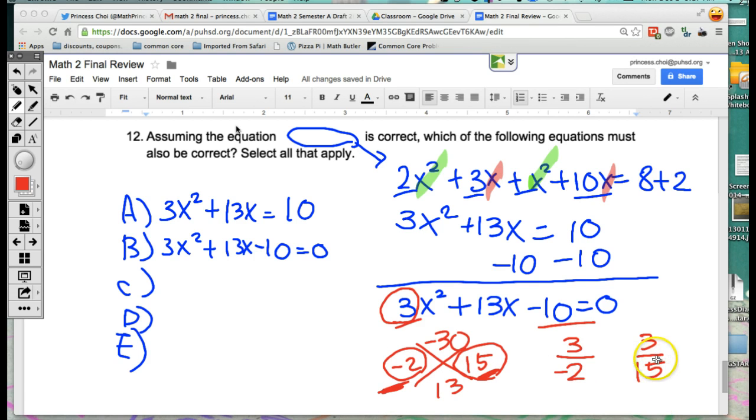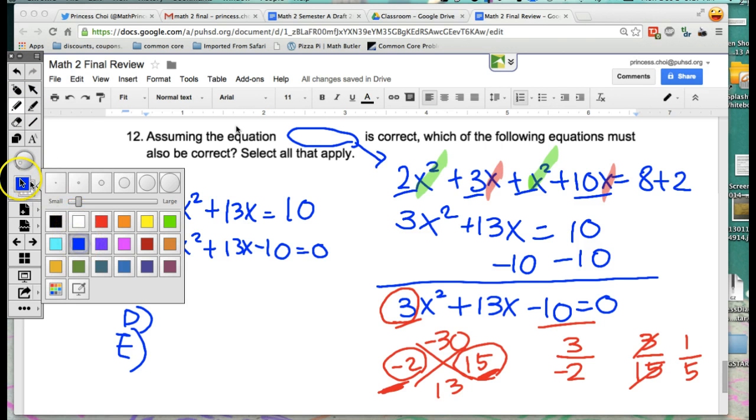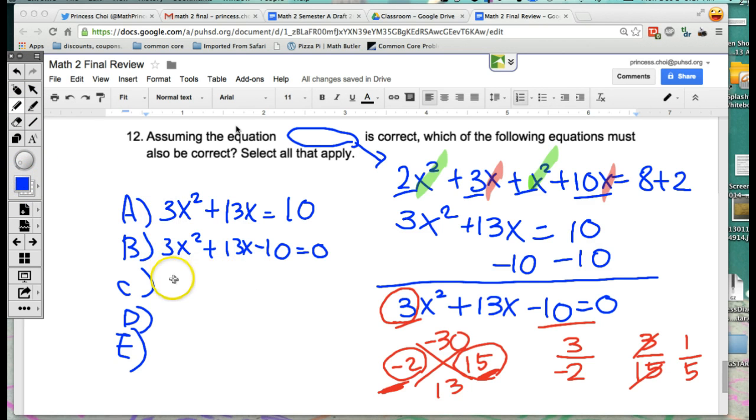And then we're going to try and simplify these fractions. 3 and negative 2. Can we simplify? No. What about 3 and 15? Yes, and that becomes 1 and 5 because we can divide the top and the bottom by 3, right? So then now I'm going to open up my 2 parentheses. And yeah, that's going to be one of the options, believe it or not. So it's going to be 3x minus 2 times x plus 5, and that equals 0.